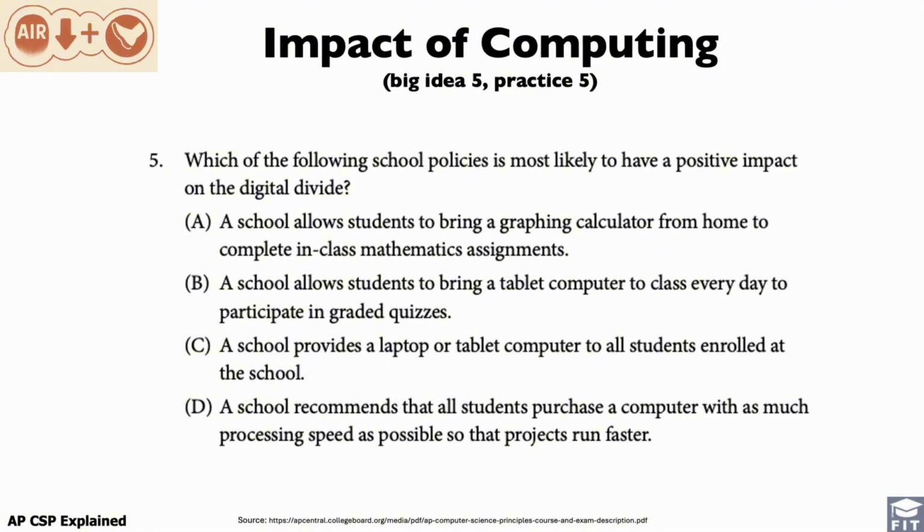Choice B lets students bring tablets. Again, that favors students who already own one. Choice D recommends students buy powerful computers. Not every family can afford that. Choice C is the key. The school provides a device to all students, making sure everyone has the same access. So the correct answer is C.